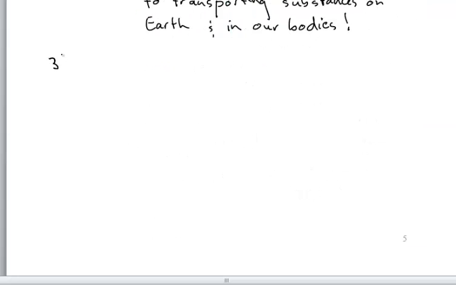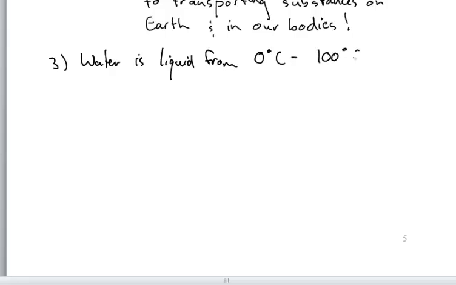The third key property of water is that one you're very familiar with. Water is liquid from 0 degrees Celsius to 100 degrees Celsius, which is very different than comparably sized molecules, most of which are gas at room temperature. Okay. So if you look at CO2, NO2, those are all gases at room temperature, whereas water is a liquid.